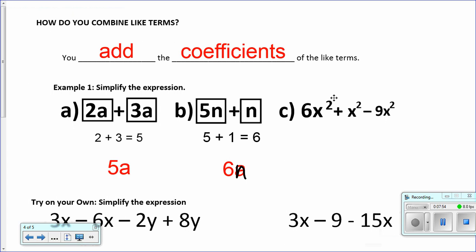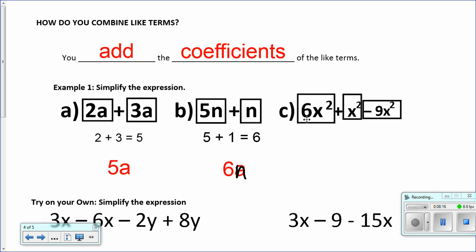Here we have 6x squared plus x squared minus 9x squared. Well, these are all like terms because they all have the x squared. 6x squared is one term, x squared is another with the coefficient of that invisible 1, and negative 9x squared is the other one, because that minus really means adding the negative 9. So those are our three terms.